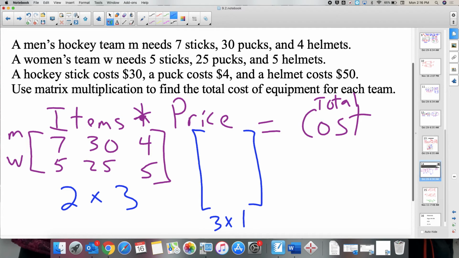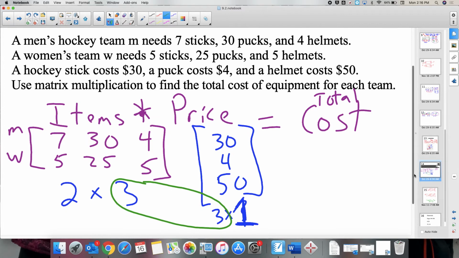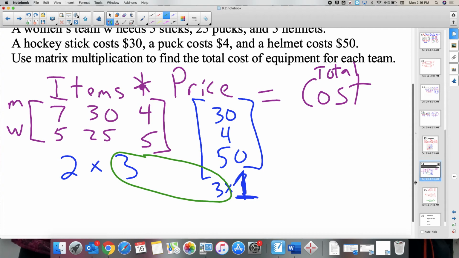3 by something. Well, my prices, I can just make it a 3 by 1. I can go 30, and then 4, and then 50, because those are the only prices I needed. So we're going to make it a 3 by 1 matrix. Notice now we are allowed to multiply them because those middle numbers match up. The outside numbers here, they tell us how big my answer will be. It will have 2 rows and 1 column.